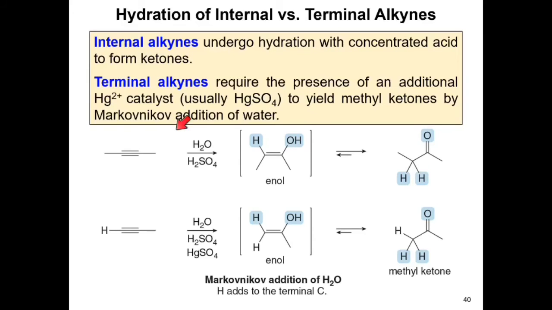If you have an internal alkyne, as shown here, you only need a sulfuric acid as the catalyst, and this results in formation of the ketone. Otherwise, if you have a terminal alkyne, you would need an additional catalyst, such as the mercury salt, and this results in formation of a methyl ketone via Markovnikov addition.